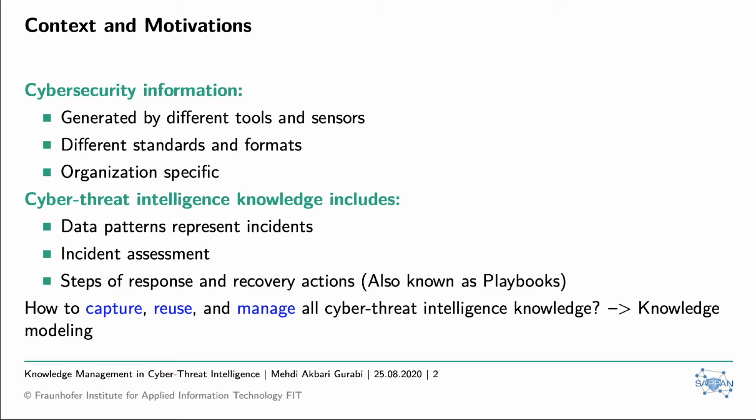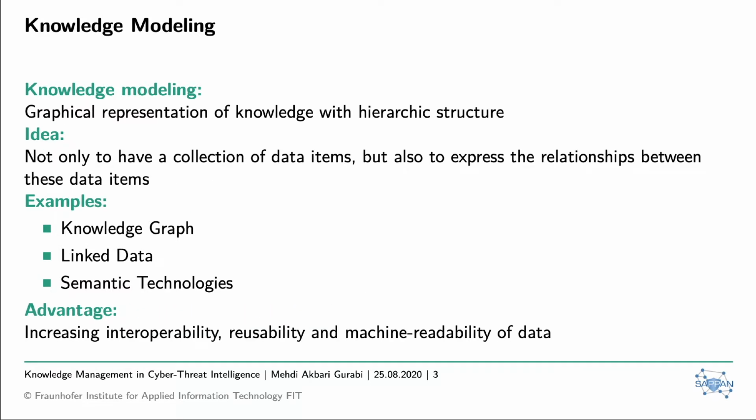Okay, what is knowledge modeling? Knowledge modeling is a graphical representation of knowledge with hierarchic structure. The idea of knowledge modeling is not only collecting the data items, but also expressing the relationships between them. Examples of knowledge modeling would be knowledge graphs, linked data, and semantic technologies. And the benefit of knowledge modeling is making data machine readable, more usable, and interoperable.